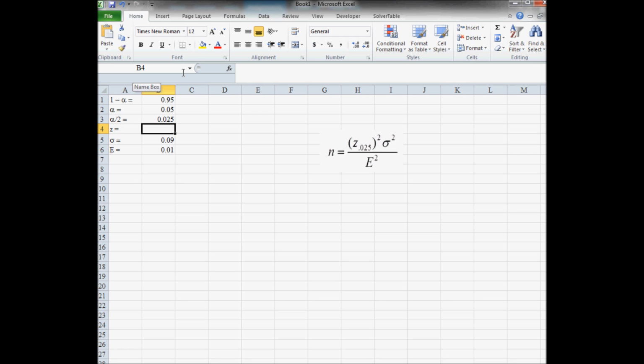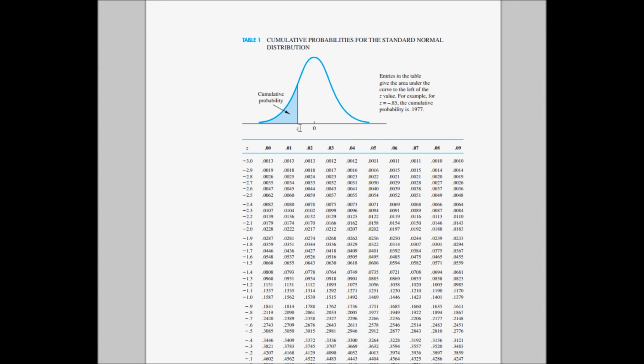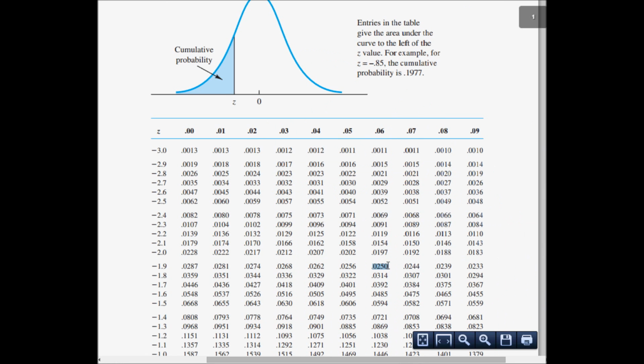Now, where do we get the z value? We get the z value from the standard normal table, which I've nicknamed the z table. All you do is find 0.025, the value equal to alpha divided by 2. Let me blow that up. 0.025 is in row negative 1.9 and column .06, so the z value would be 1.96.